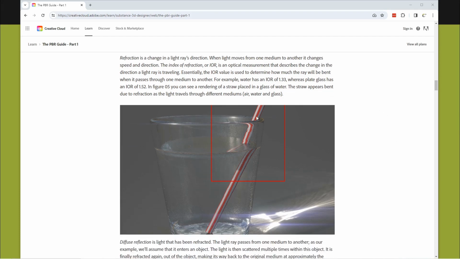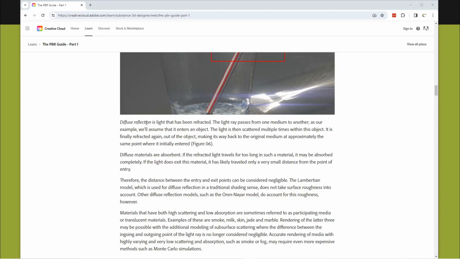You notice that the straw and the light that you see from the refracted glass and the water and glass is all different. So the light is being refracted, or changing direction, and when it changes direction, it appears to come from a different point than you would expect. So a diffuse reflection is the light that has been refracted.